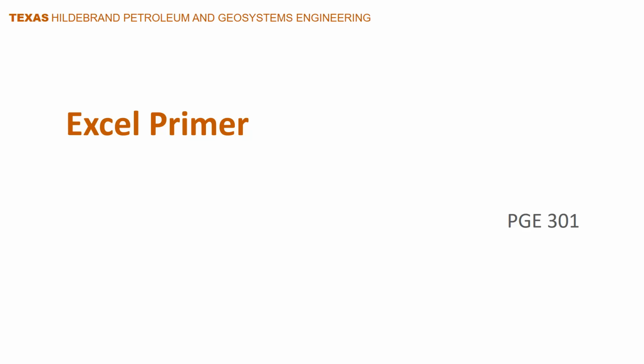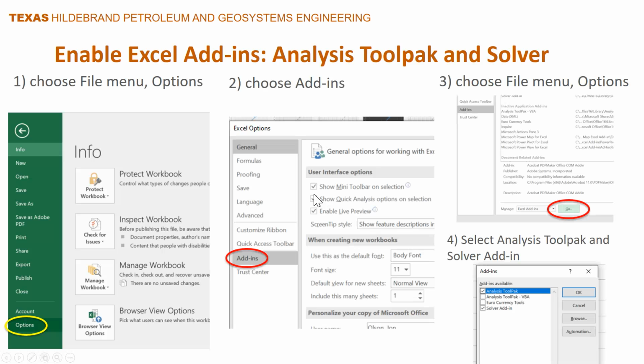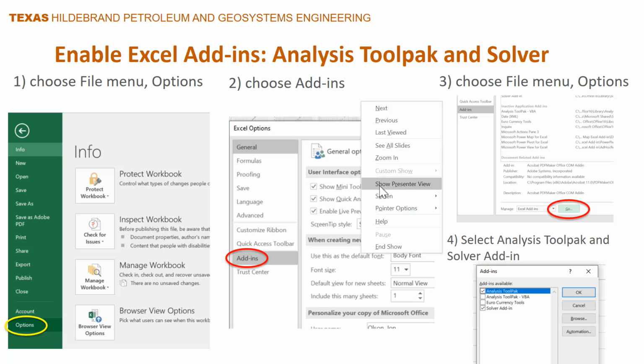Okay, the purpose of this recording is to familiarize you with a few Excel skills that you'll need for the PGE 301 class. So the first thing we need to do is get your Excel set up to have the proper functions available. And two of the things that are important for an engineer to have available in Excel are the analysis tool pack and the solver.